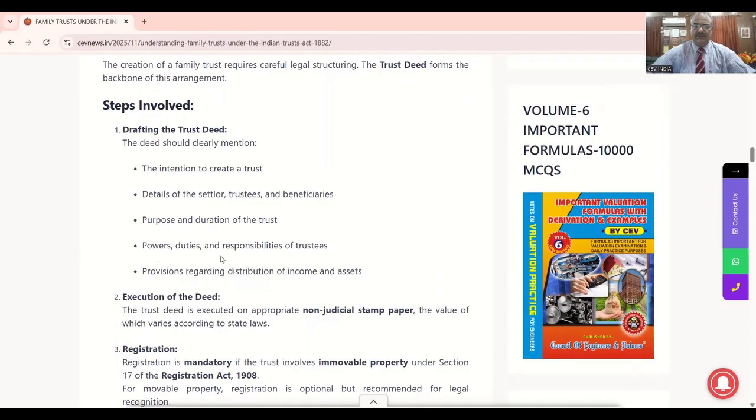Now, powers, duties and responsibility of trustees. That has to be mentioned in the trust deed. What are the responsibilities of the trustees? What are the powers? What are the duties of the trustees? Now, provisions regarding distribution of income and assets. That has to be clearly mentioned to avoid future conflicts.